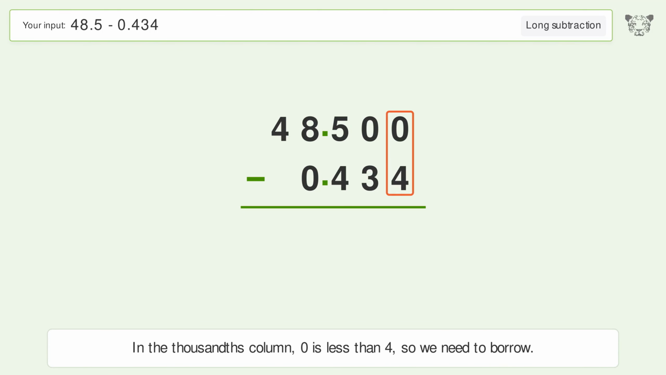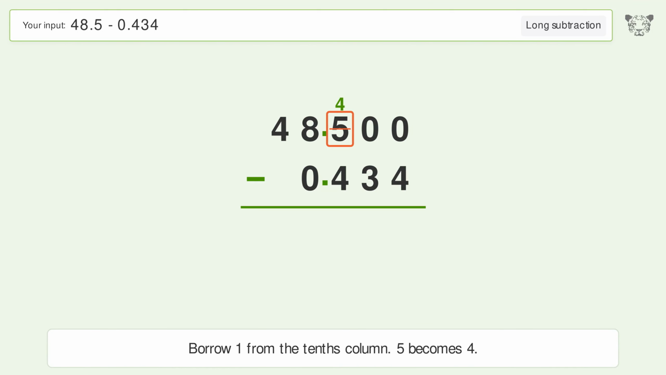In the thousandths column, 0 is less than 4, so we need to borrow. Borrow 1 from the tenths column. 5 becomes 4. Carry the borrow through the 0s. Each crossed 0 becomes 9. The 0 in the thousandths column becomes 10.